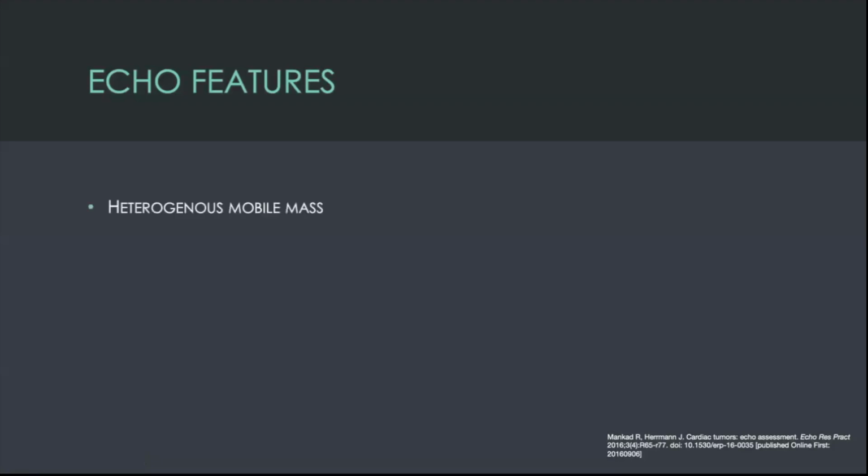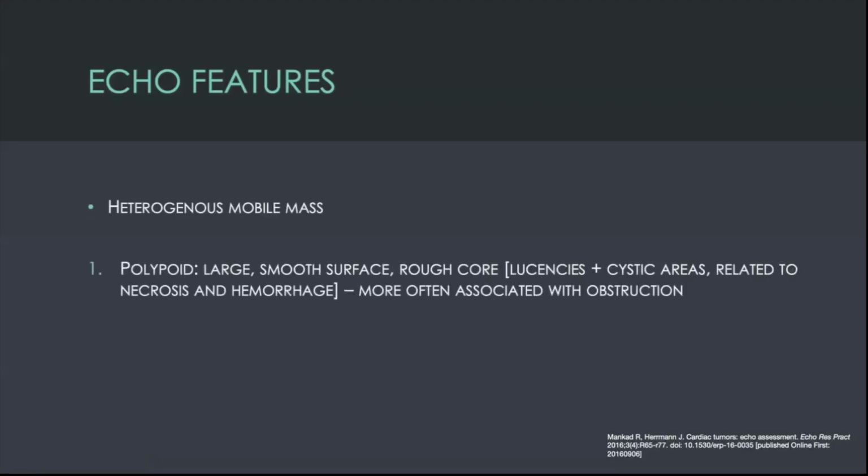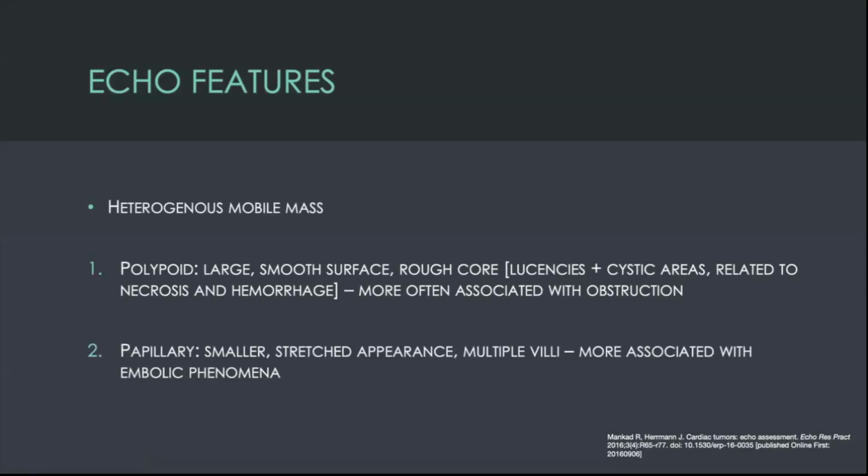So echo features of cardiac myxoma: it's usually a heterogeneous mobile mass, as we saw. There are two classifications of myxoma. The first is polypoid. It's a large, smooth surface with a rough core, and it's more often associated with obstruction, so you can get things like LVOT obstruction, or atrial to ventricular obstruction. And then you can have a papillary form, which is smaller, with multiple villi, and these are more associated with embolic phenomena.